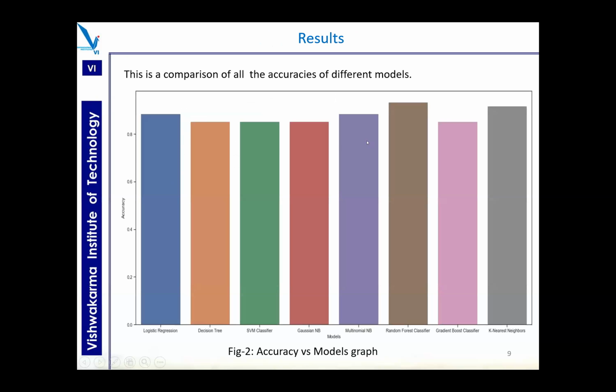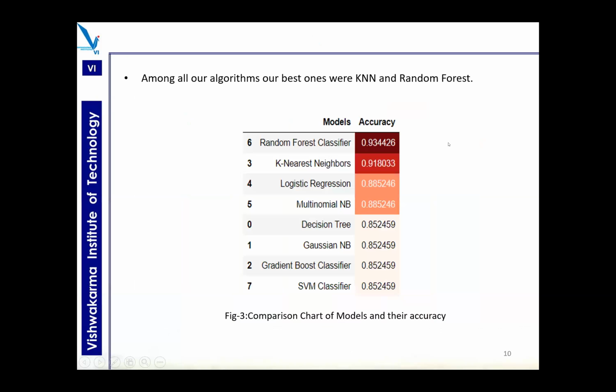So these are the results of our training process. As you can see here, random forest classifier and k-nearest neighbor have come up with the best models in terms of accuracy. And if we go down here, we can see the different accuracies in terms of decimals. If you multiply this by 100, we get that random forest classifier has an accuracy of approximately 93%, and k-nearest neighbor has an approximate percentage of 91.8%.